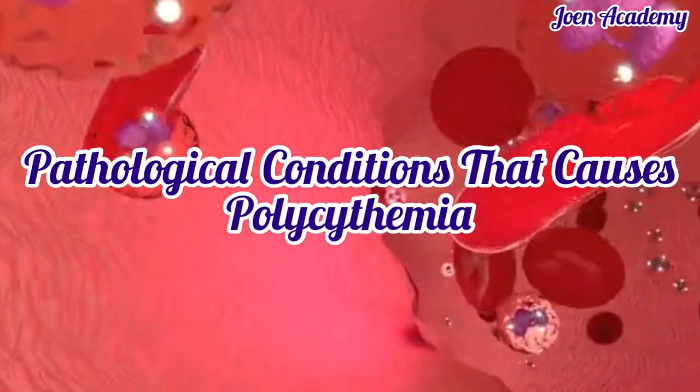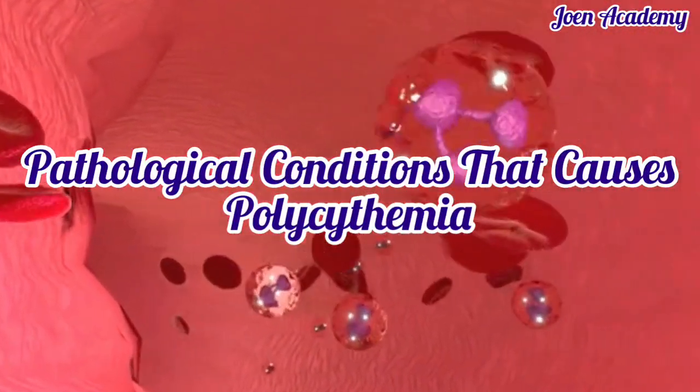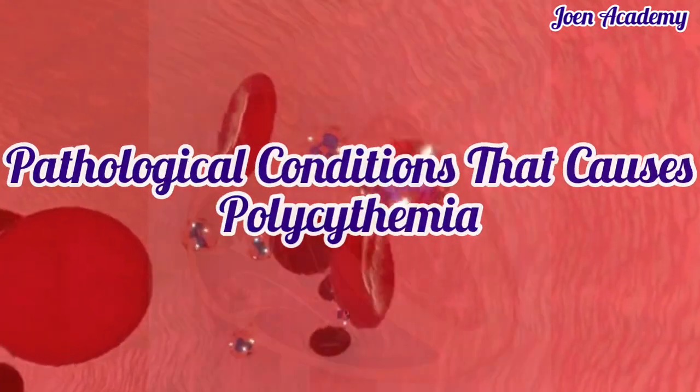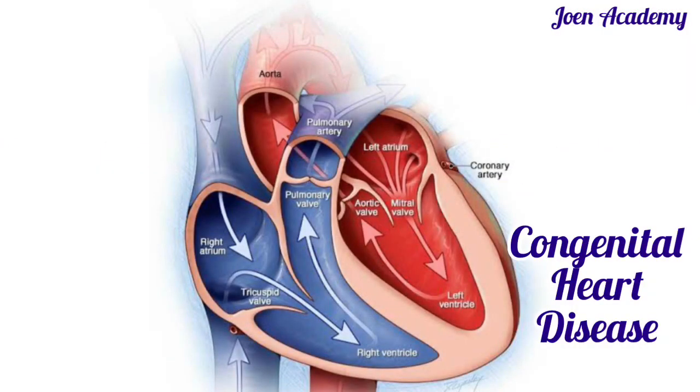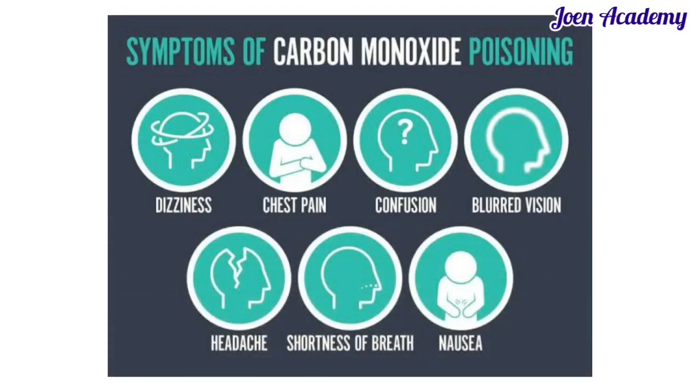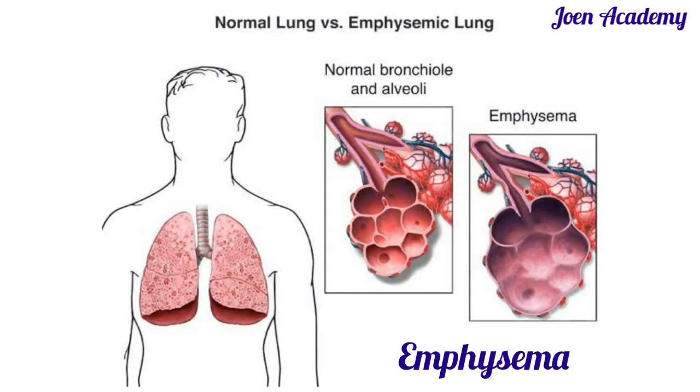Let's have a look at some of these conditions that cause hypoxia and also bring about increase in red blood cell count. These conditions are congenital heart disease, chronic carbon monoxide poisoning, respiratory disorders like emphysema. Emphysema is a lung condition that causes shortness of breath.